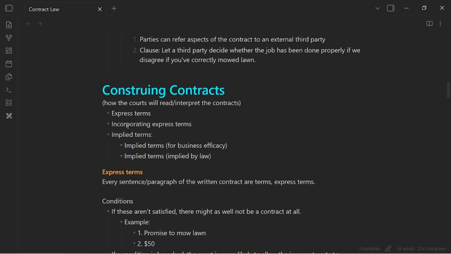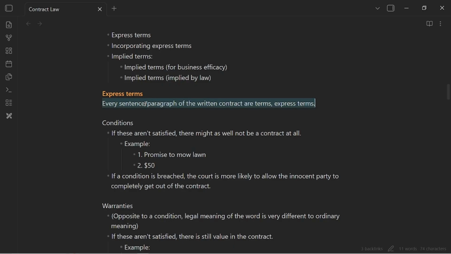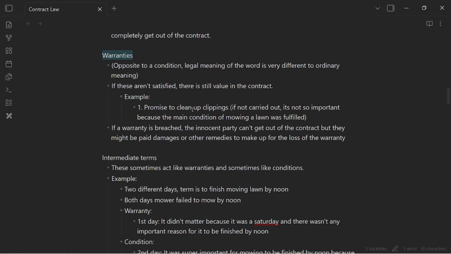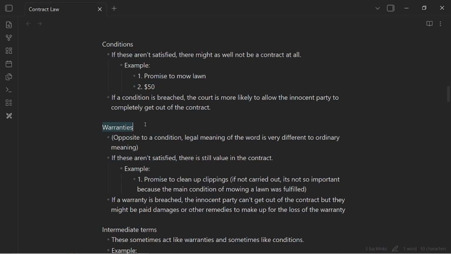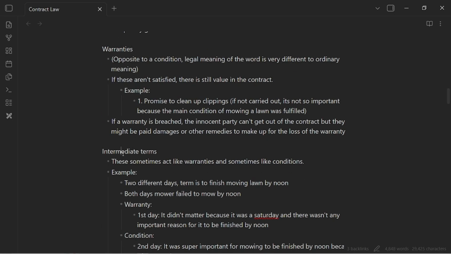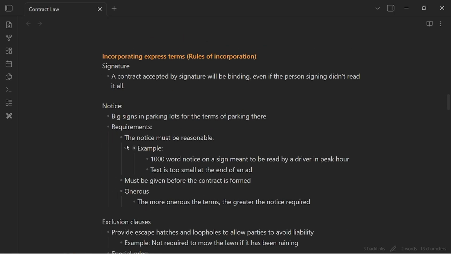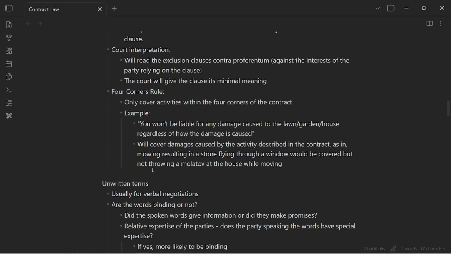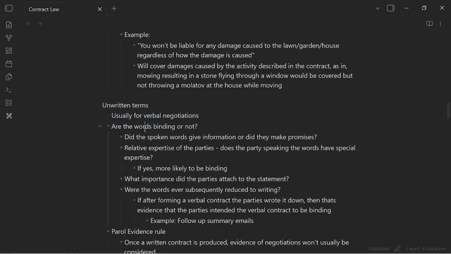Construing contracts: express terms, incorporating express terms, implied terms. Express terms, every sentence and paragraph of the written contract are express terms. And implied terms are unwritten terms. Conditions are the important thing. Warranties are nice to have, but not going to completely void the contract if they aren't met. And intermediate can be either. Incorporating express terms: signature, notice, exclusion clauses, four corners. Unwritten terms.